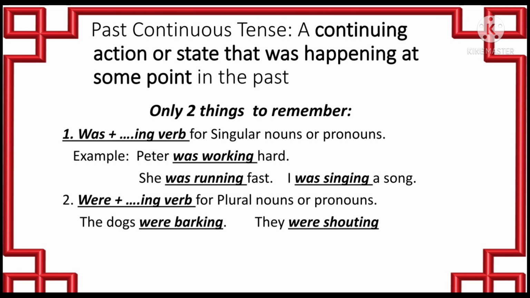Example, Peter was working hard. She was running fast. I was singing a song. And the next thing to remember is were plus ing verb for plural nouns or pronouns. Example, the dogs were barking, they were shouting.